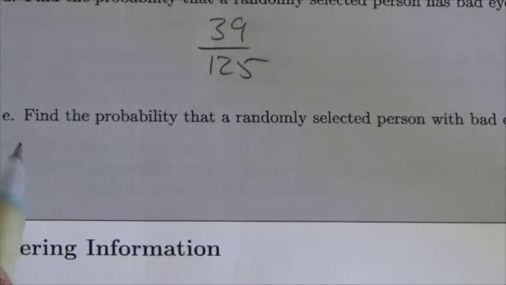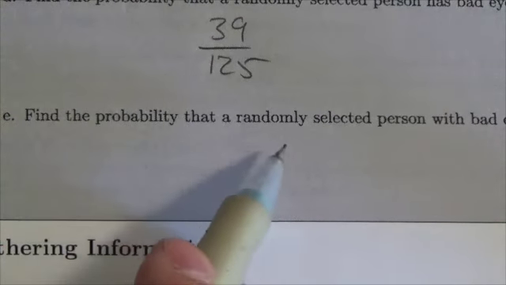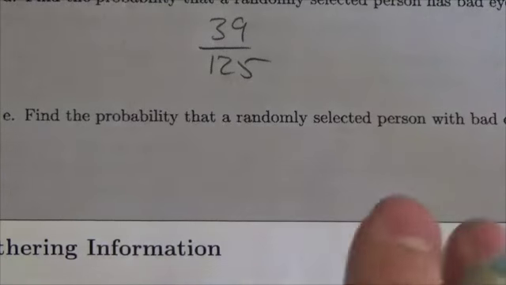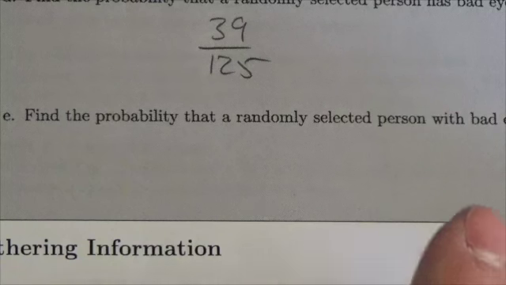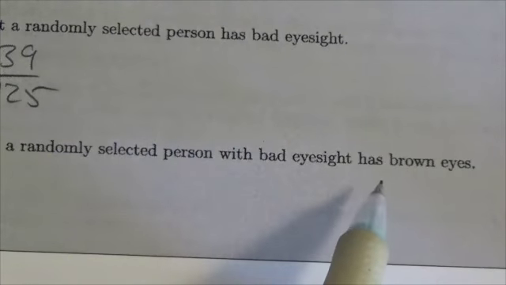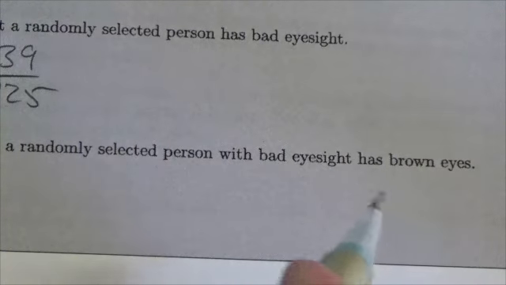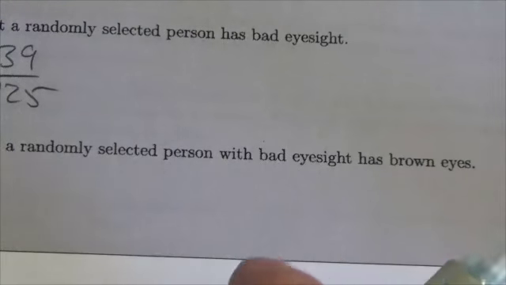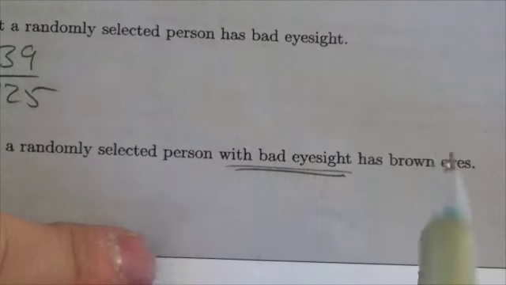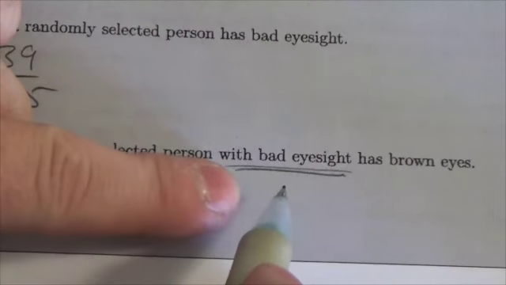Now, find the probability that a randomly selected person with bad eyesight has brown eyes. You've got to be really careful when you read these things. What is the population that we're looking at here? Is it the population of people with bad eyesight, or the population of people with brown eyes? What's the sample space? That's the way you want to think of these questions. Find the probability that a randomly selected person with bad eyesight. The bad eyesight is the given in this question. That is the sample space.